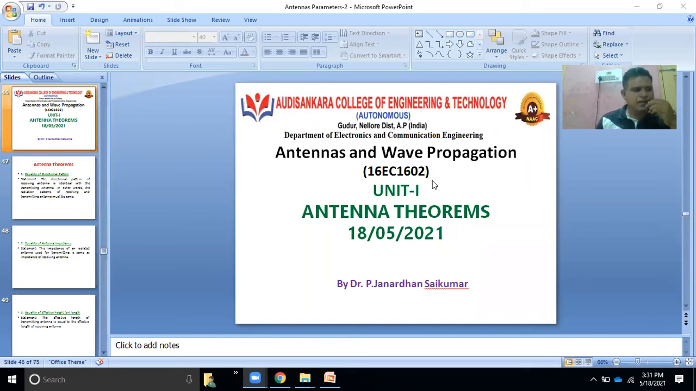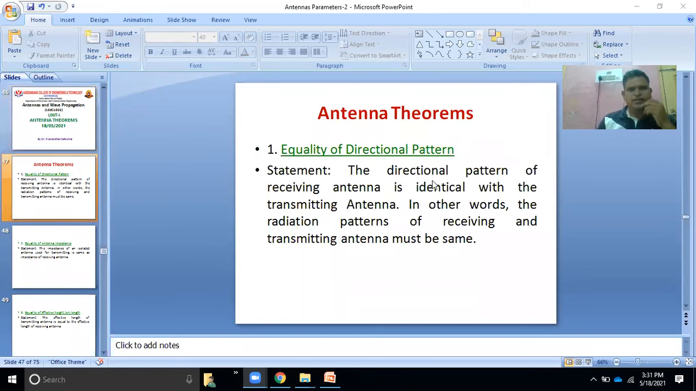The first one is equality of directional pattern. What is the other name for directional pattern? Radiation pattern. Radiation pattern is nothing but the directional pattern.